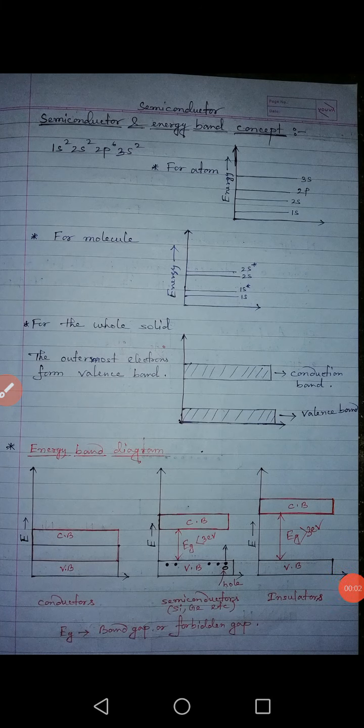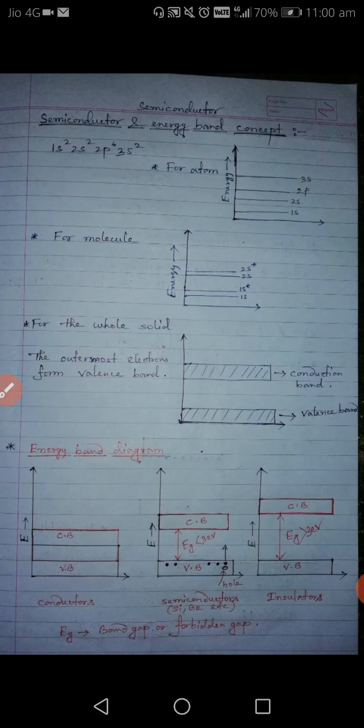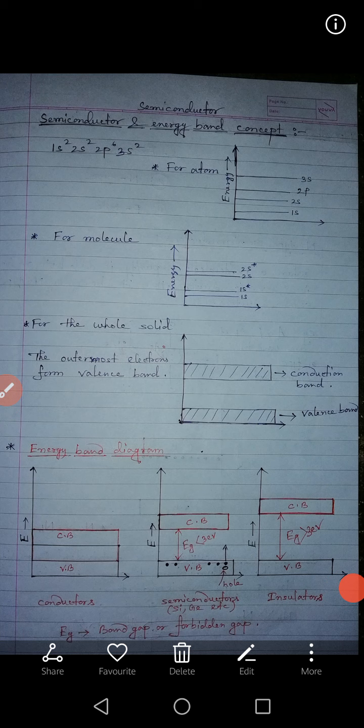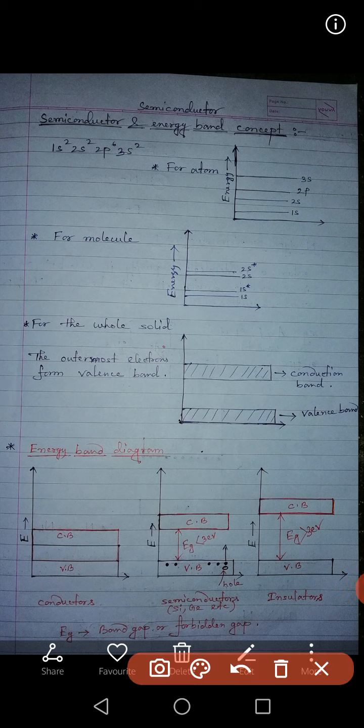So we were discussing the concept of semiconductor and the band concept. Generally, we represent the electronic configuration in this way, like 1s2 2s2 2p6 3s2, right? Now suppose this configuration we write only for one atom.